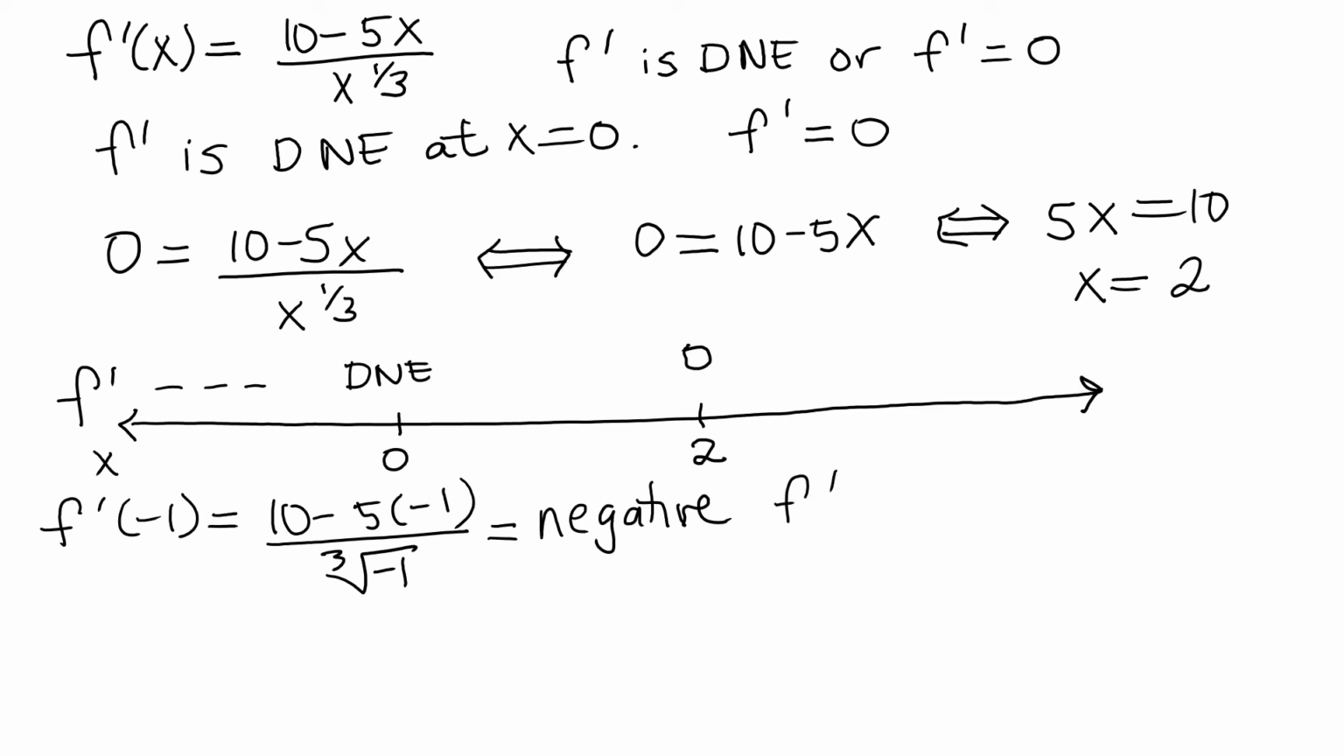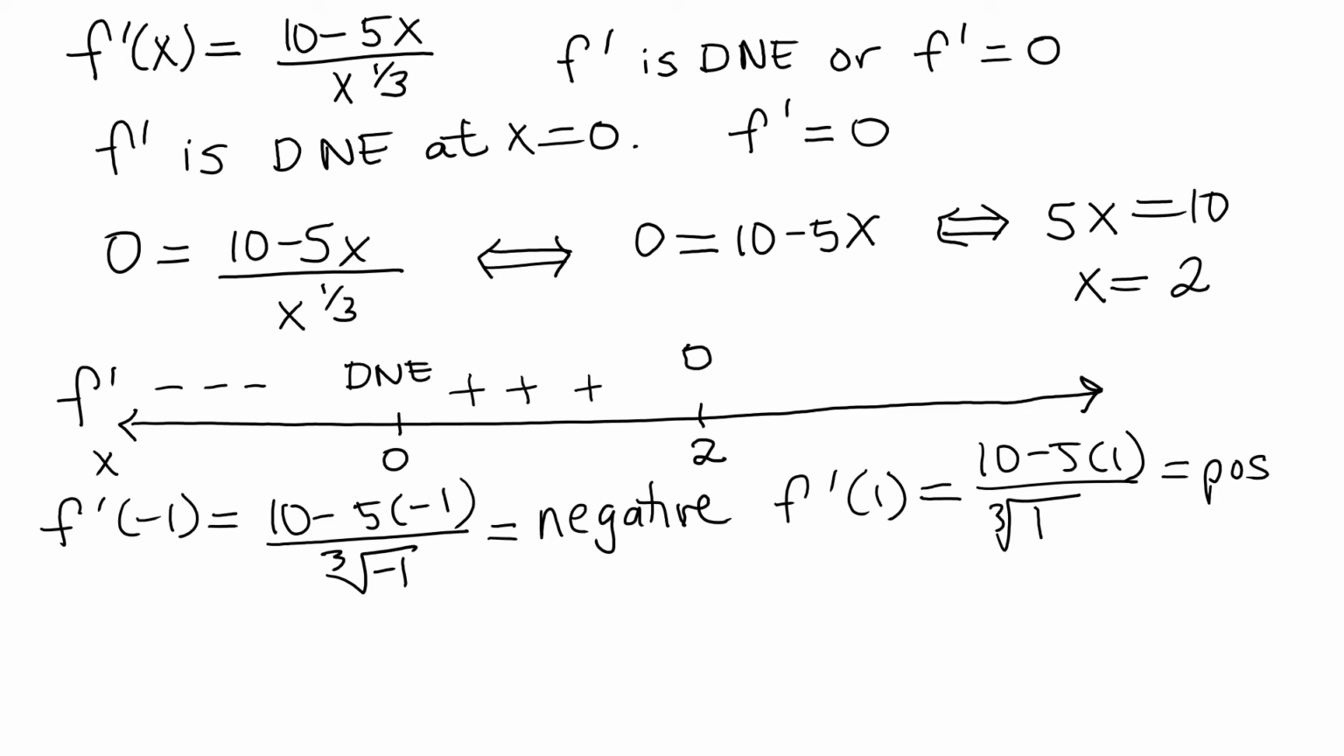Let's evaluate in the region between 0 and 2. So I evaluate the derivative. 1 is a nice number between 0 and 2. Put that in the derivative function. You got 10 minus 5 times 1 divided by the cube root of 1. And that's 10 minus 5. That's a positive number divided by the cube root of 1 is also a positive number. And so in that interval between 0 and 2, the derivative is positive.